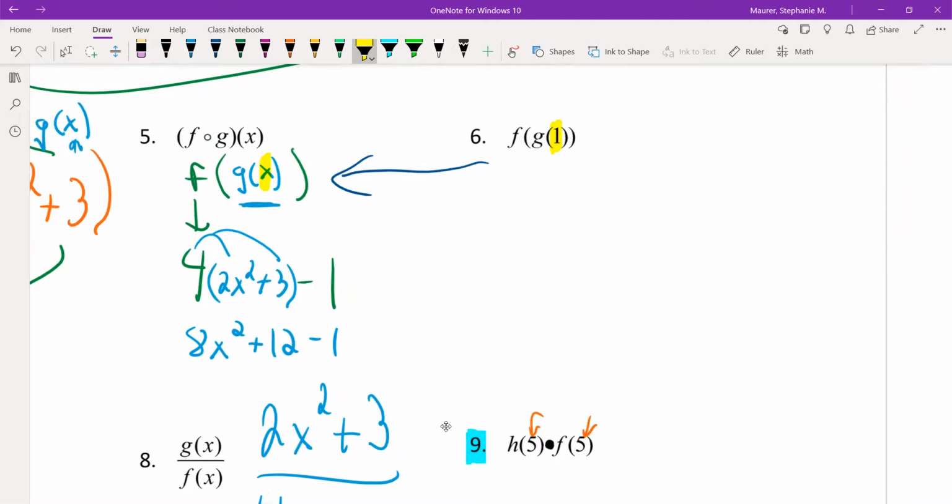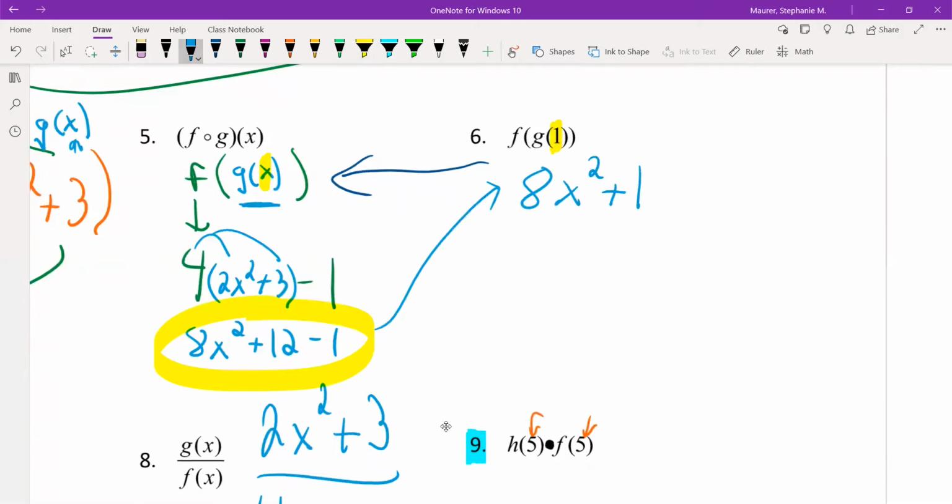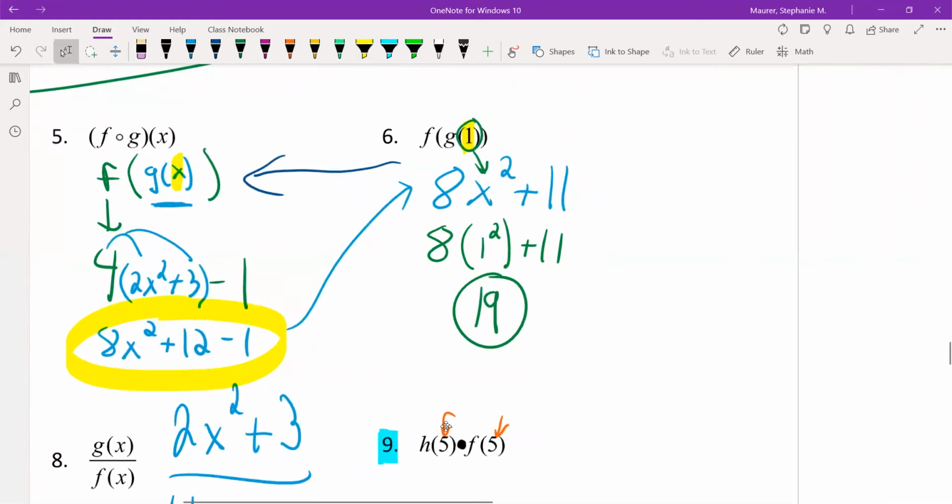Since it's the exact same problem, in theory, I can take the answer from this one and bring it over here. 8x squared plus 11. That was my answer. But instead of an x, as I pointed out, for this problem we have a 1, which means wherever I see x, I need to replace it with a 1. So that will give me 1 squared, and I'll have 8 times 1 plus 11 gives me 19 as my final answer. So that's option number 1, is basically going through the process that we did over here with composition, but then at the end, plugging in a 1.